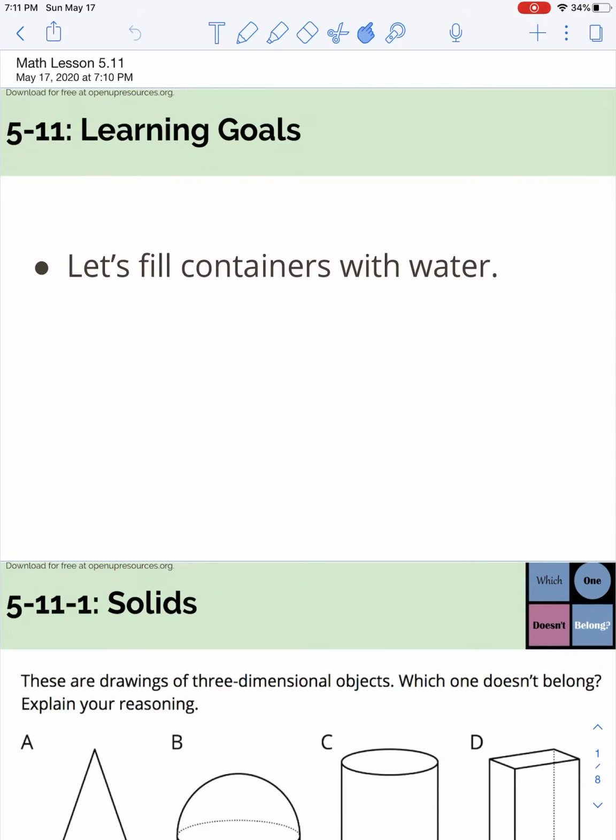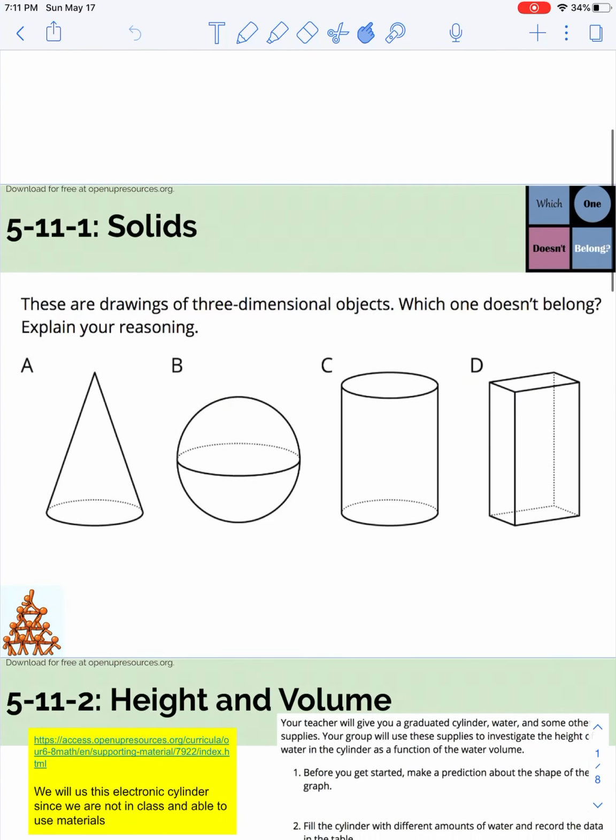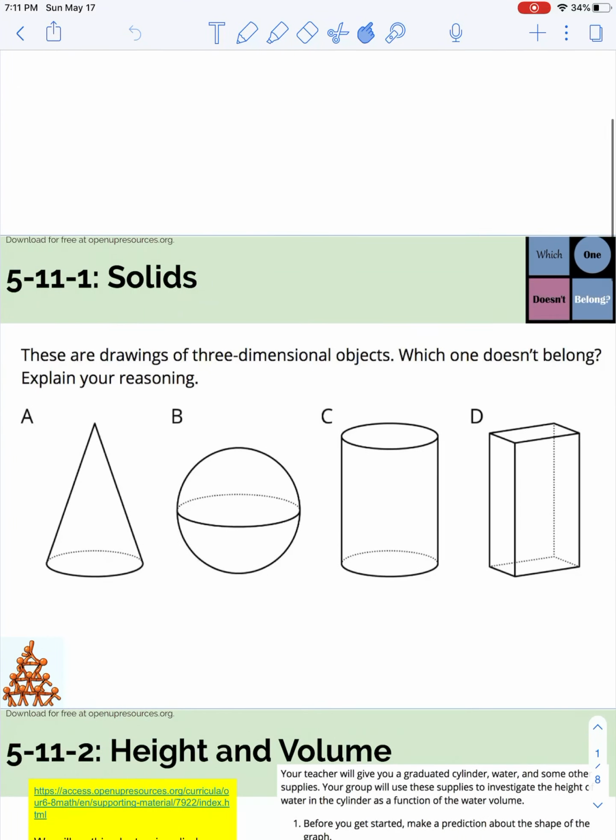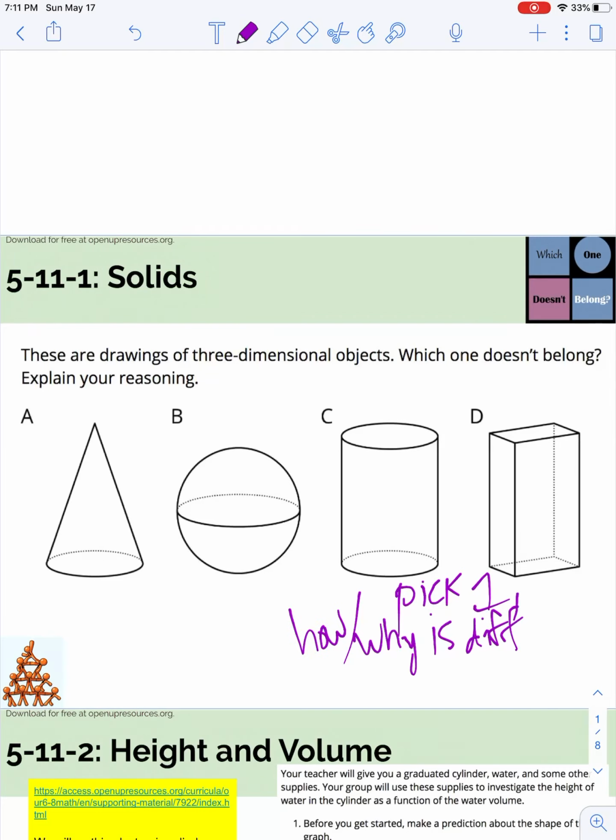Okay, so we're moving away for a little bit from functions to volume. For activity 1, it shows all these different shapes. It says these are drawings of three-dimensional objects, which one doesn't belong. So you can really pick any one of these and just give your reasoning. So pick one, and then explain how and why it's different. So you could say B because it has no base. It's spherical, something like that.